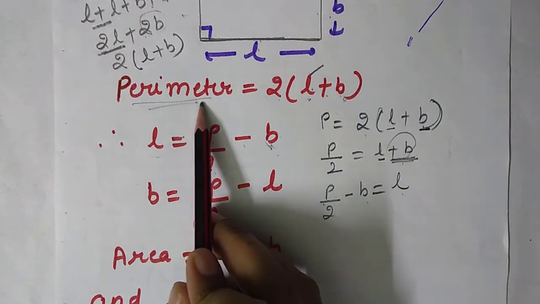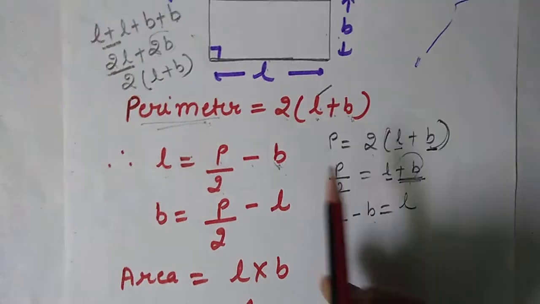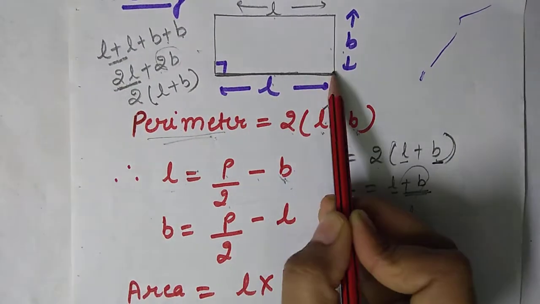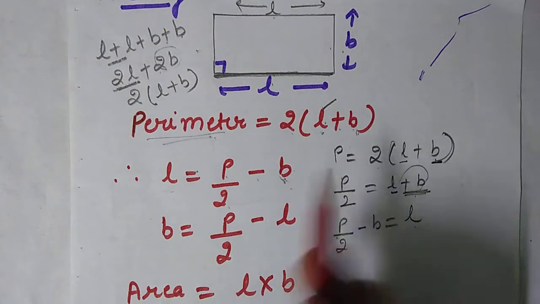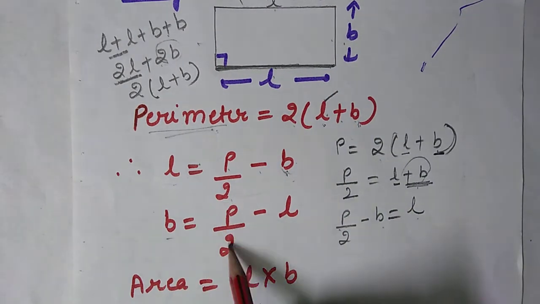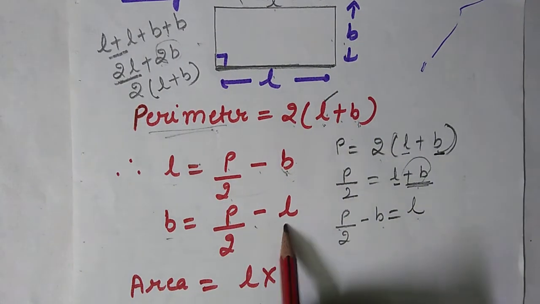Okay, again the unit of perimeter is the same as the unit of the side given. So breadth you can also calculate by P by 2 minus L.